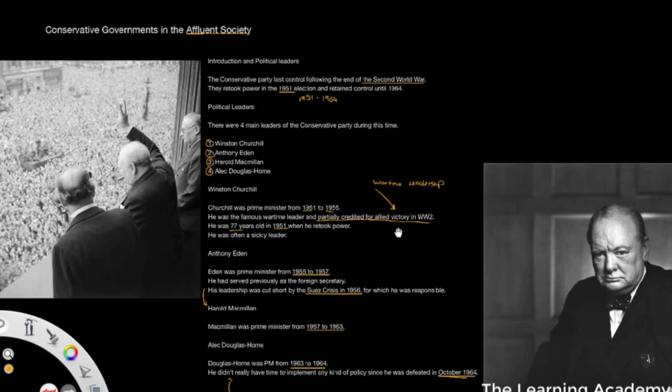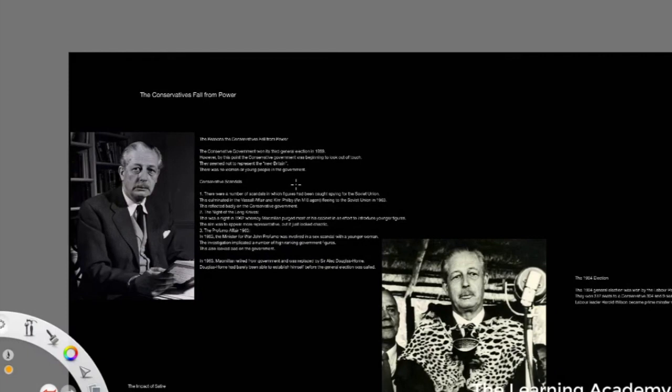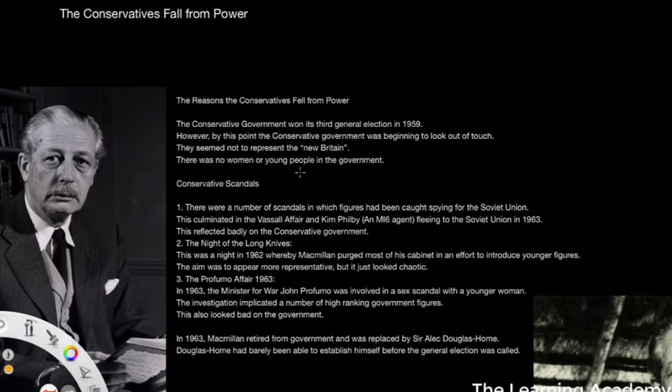So in the next lesson, we're going to look specifically at the economy and then we're going to start to look at other issues of society and foreign policy before we move on past the Conservative government and look at the subsequent Labour government that took over in 1964. So as we start to analyse the Conservative policies and the Conservative government within the 50s and the early 60s, we're going to start by looking at how they fell from power, okay, and the reasons for the Conservative decline.